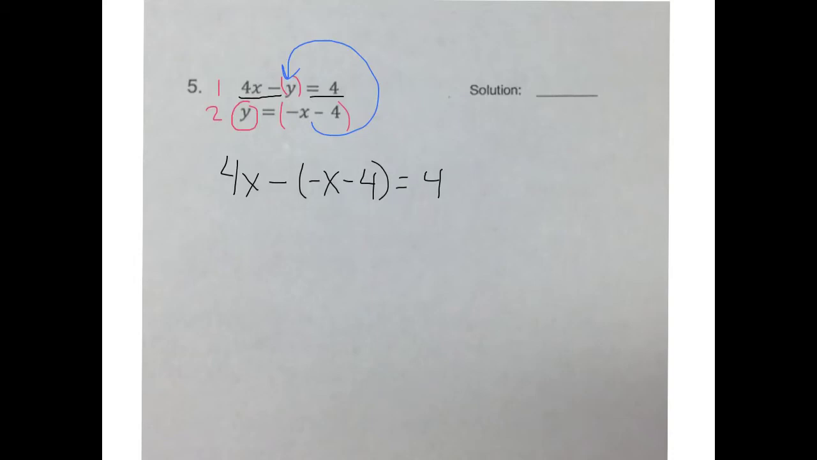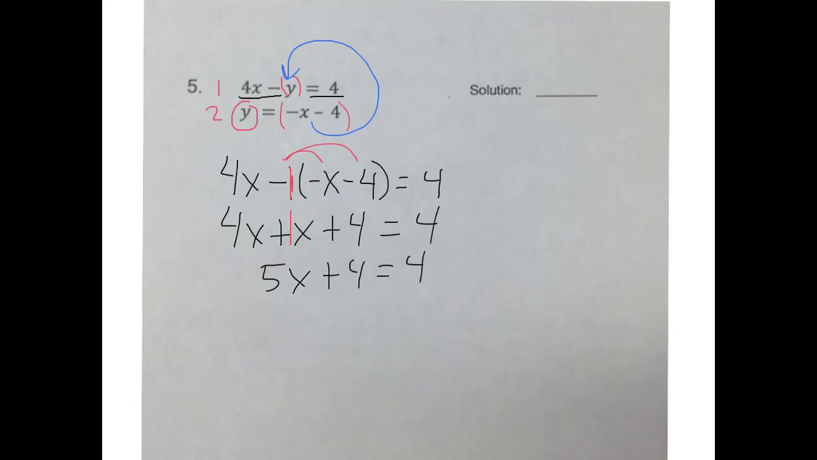Right here, this is a double rainbow situation. We add in a negative 1 right there, and then we're going to double rainbow. So this becomes 4x. Negative 1 times negative x becomes positive x. Negative 1 times negative 4 becomes positive 4 equals 4. Put a 1 back in front of this. 4x plus 1x is 5x plus 4 equals 4.